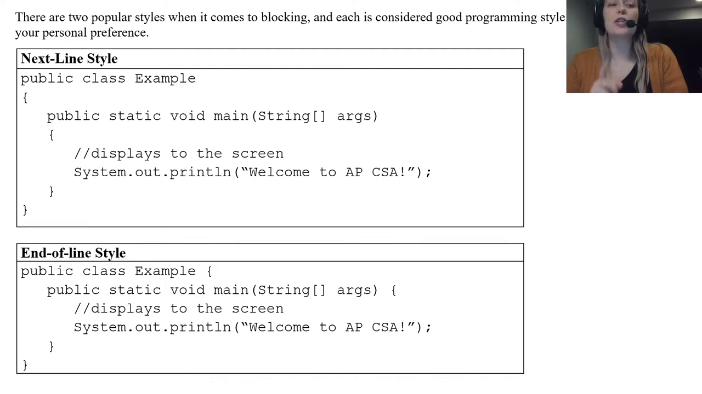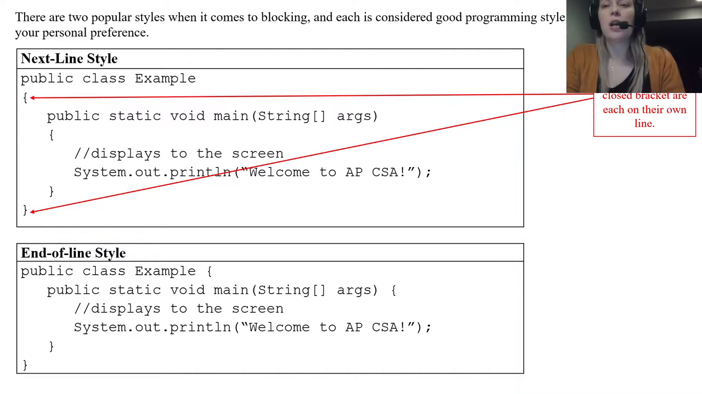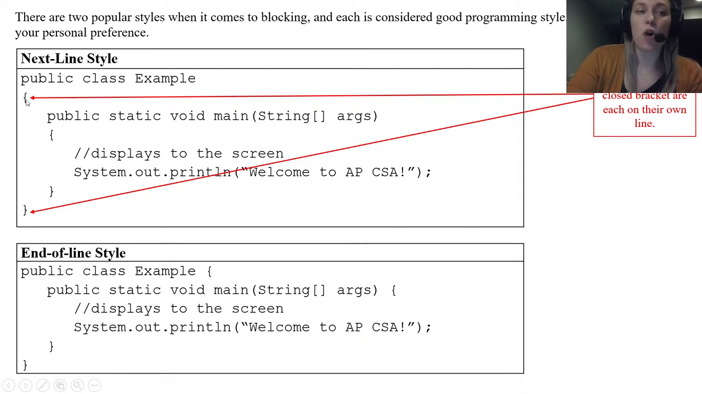And then the last thing I want to talk about is two styles when it comes to blocking. And you'll see both if you look online, from text to text, programmer to programmer, both are considered correct. It's just a matter of preference. First, we have what's called next line style. And here's our program written in next line style. This is usually what the computer science exam models after. In the next line style, the open and the closed bracket, those curly brackets, are each on their own line. So you'll see the public class example, open and closed are on their own line. And then in the main, the open and the closed bracket are on their own line, and they're aligned together. Some people like that because it just helps them visually see those blocks of code much better. So you can absolutely do next line style.